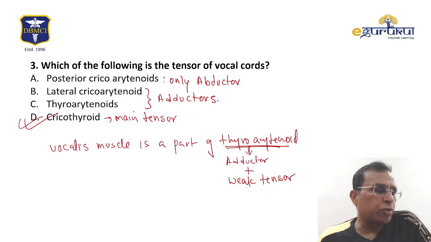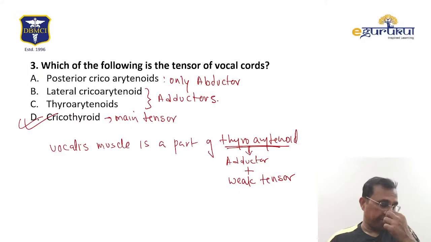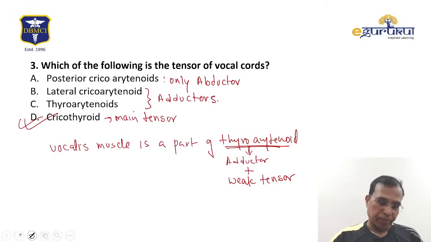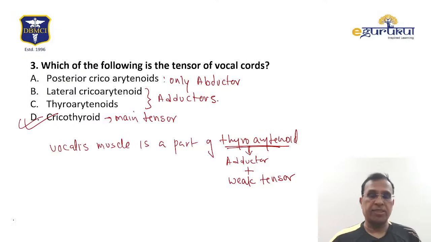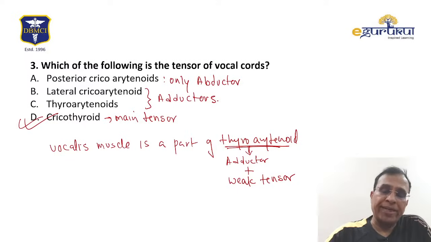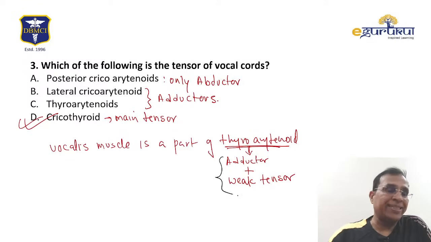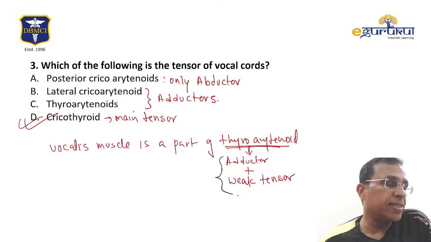So, thyroarytenoid muscle has two parts, lateral and medial. The medial part of the thyroarytenoid is called vocalis, which causes tension. It's a weak tensor. And the main thyroarytenoid is an adductor. So overall, thyroarytenoid is adductor plus tensor, in case there is a confusion.